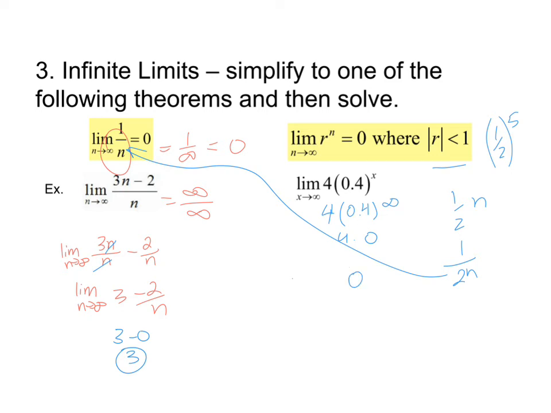So for this first one, our limit was 3. For the second one, we're getting a limit of 0. And that's basically the two limit laws. What we're going to do now is figure out a more efficient way of working with these.